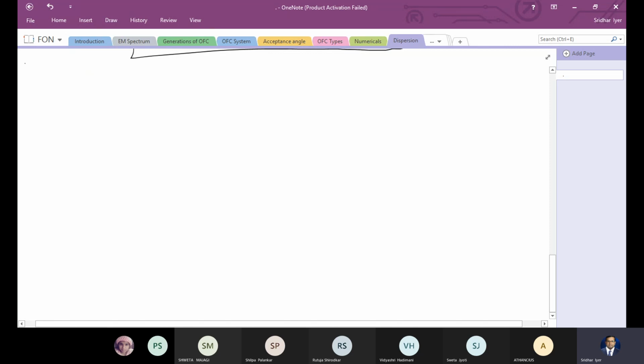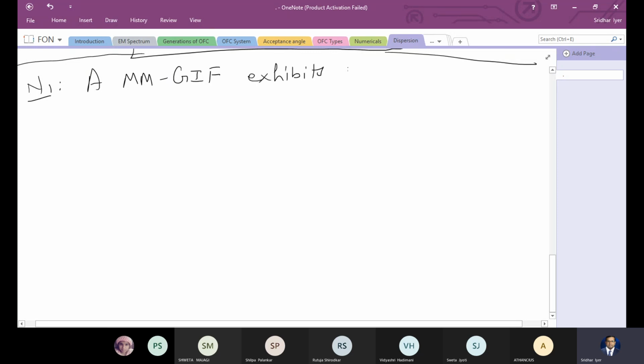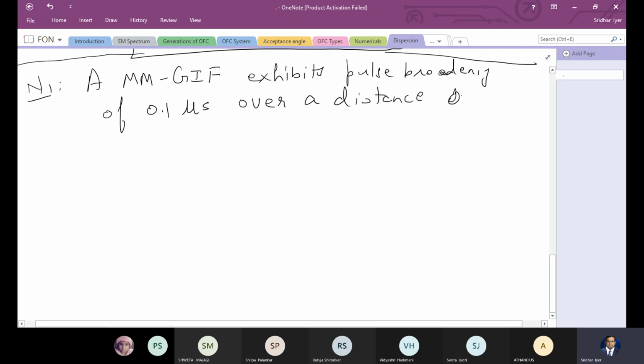Okay. So let us try to solve this one numerical. It's a simple numerical. It says a multi-mode graded index fiber exhibits pulse broadening of 0.1 microsecond over a distance of 15 kilometer.